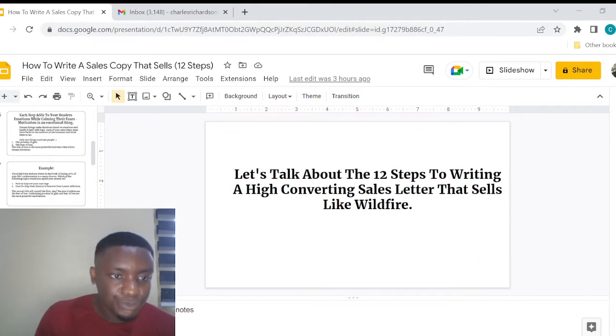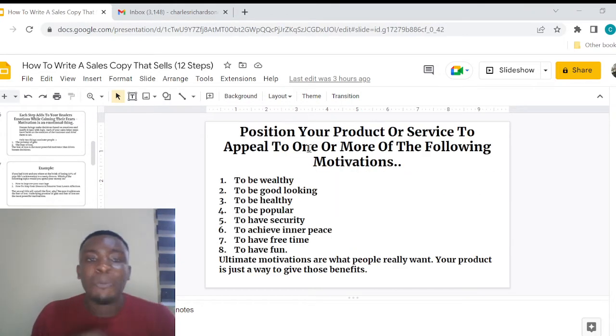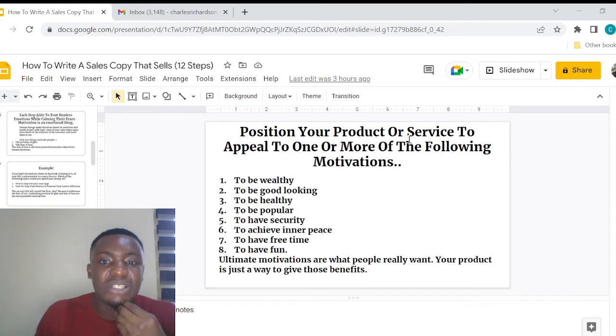Now, position your product or service to appeal to one or more of the following motivations. Number one, to be wealthy, to be good looking.